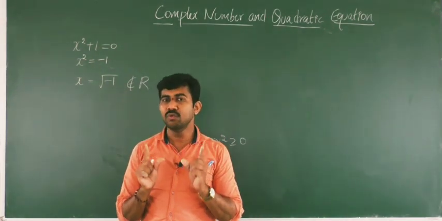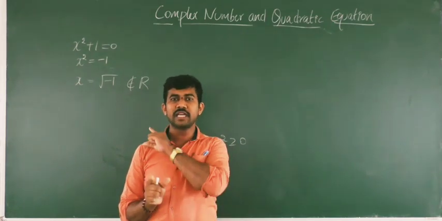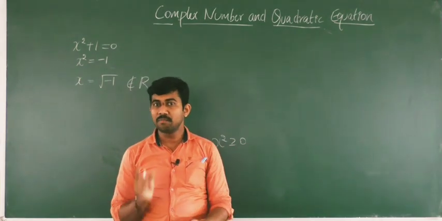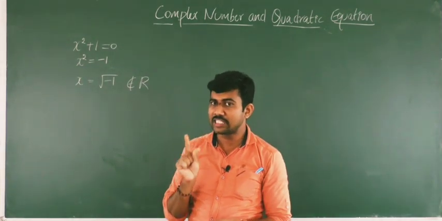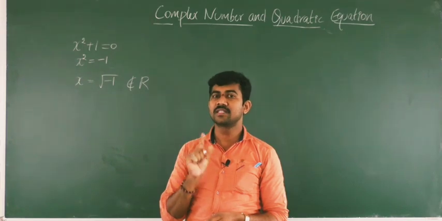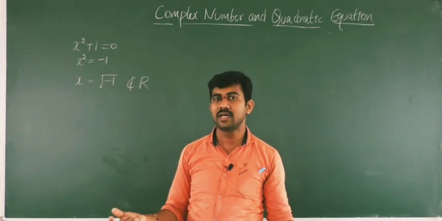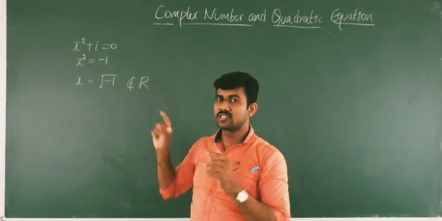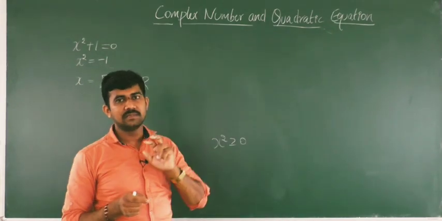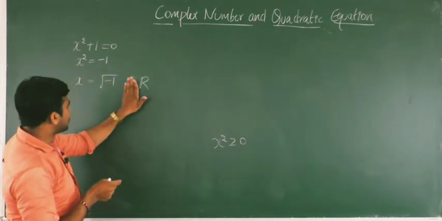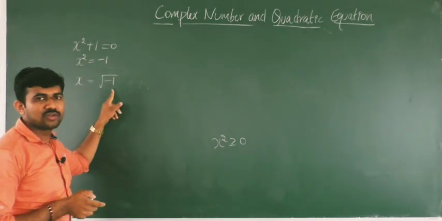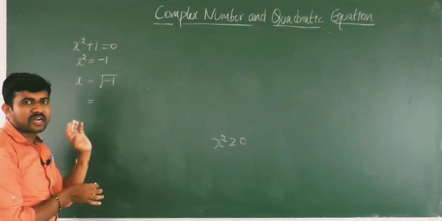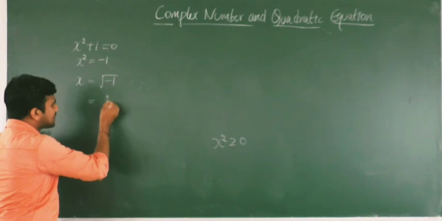introduce a new, extended system of real numbers, which is called complex numbers. Complex number means what? It is the extended system of the real number system. It is bigger than the real numbers. The complex numbers include real numbers also. So what is meant by a complex number then? See here, you got the value x is equal to root minus 1. The value of this square root of minus 1 we can't find, therefore we are writing this as i.